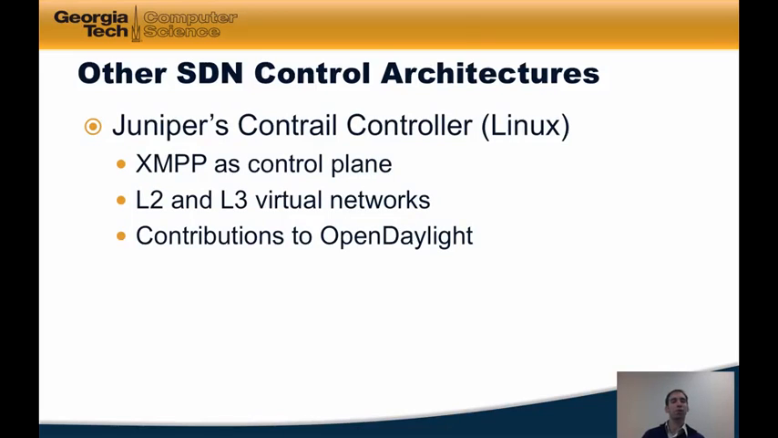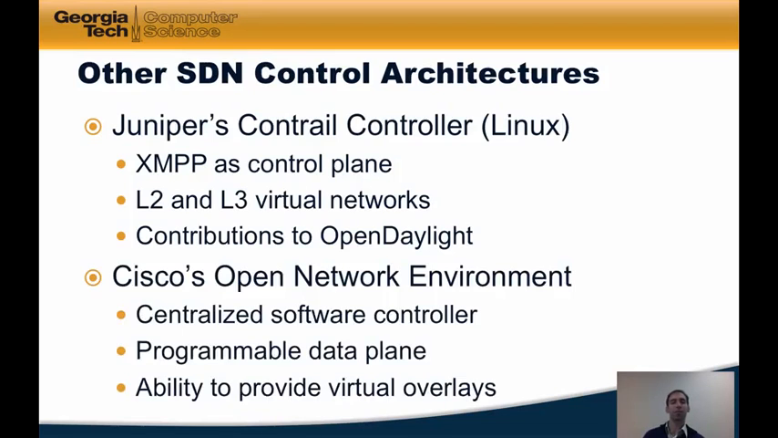Juniper's Contrail controller uses XMPP as the control plane and has mechanisms for instantiating virtual networks at both layer 2 and layer 3. Much of the software for Juniper's Contrail controller will be contributed to the Open Daylight community, which is a community devoted to maintaining open source implementations of various SDN control architectures. Another SDN control architecture is Cisco's Open Network Environment, which specifies a centralized software controller, a programmable data plane, and the ability to provide virtual overlays.